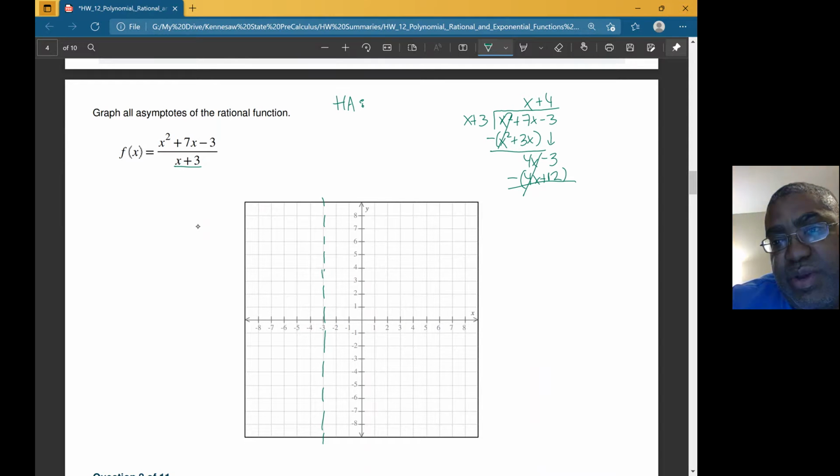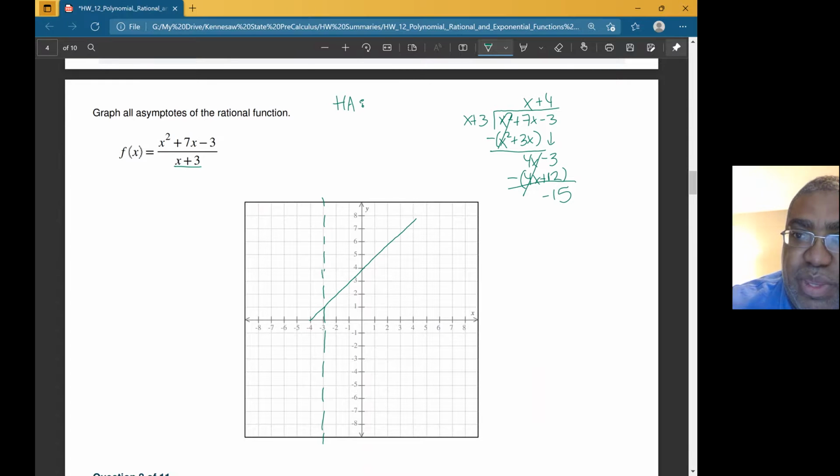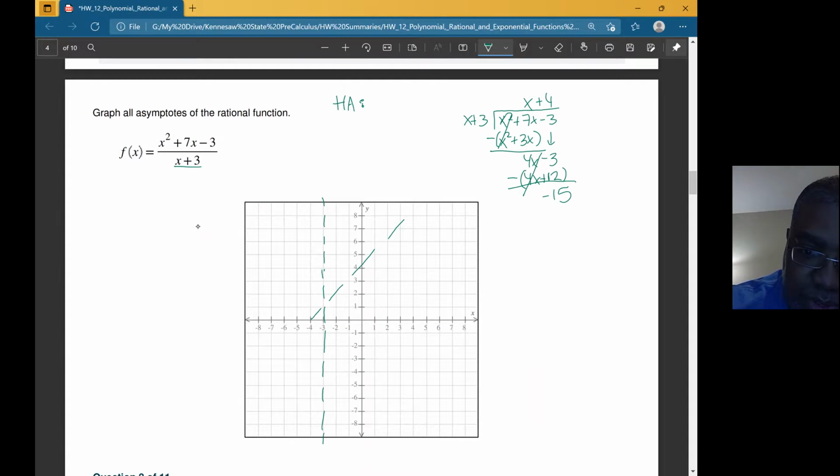Negative 3 minus 12 is negative 15, but we don't need that. X plus 4 is our slant asymptote. So boom, boom. But this is supposed to be a dashed line for our asymptotes. So let's go ahead and do it right. Boom, boom, whoa. Let's try to do it right. That's close enough. Boom. That's what the asymptotes look like. Okay.